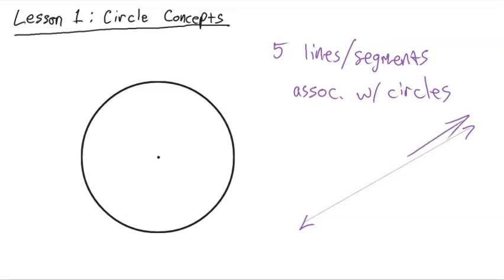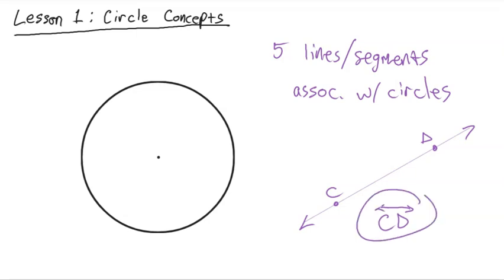And so this goes infinitely that direction and infinitely that direction, okay? And so we usually define a line by two points, and let's say that these are points C and D, and then we name it, we would put the arrowheads on it. This says line CD.